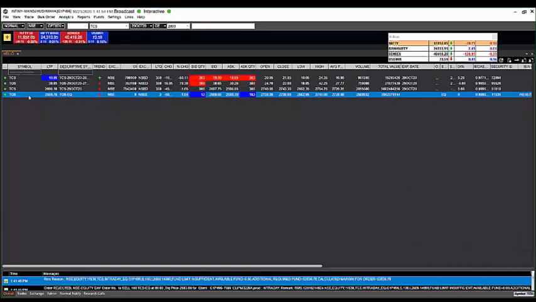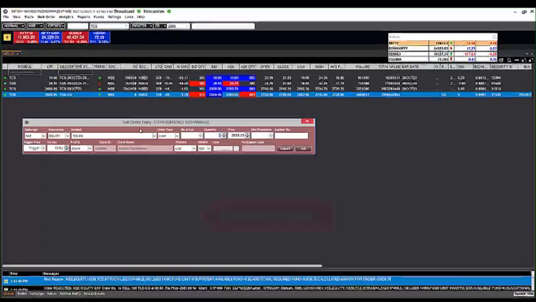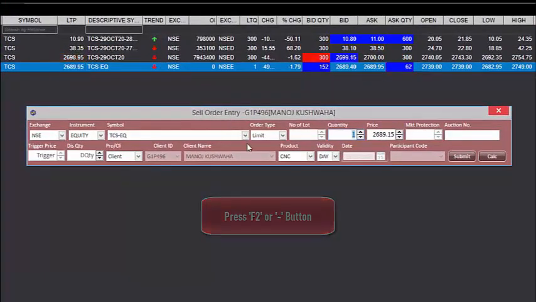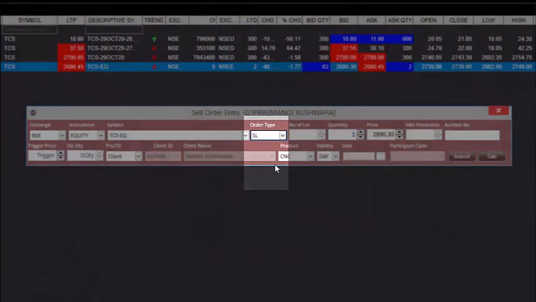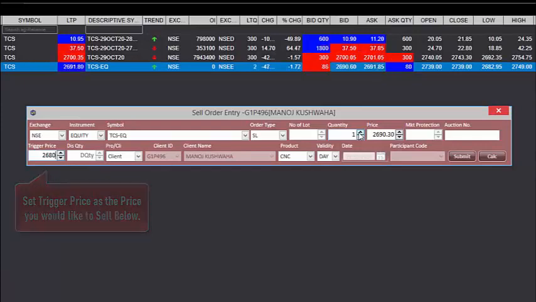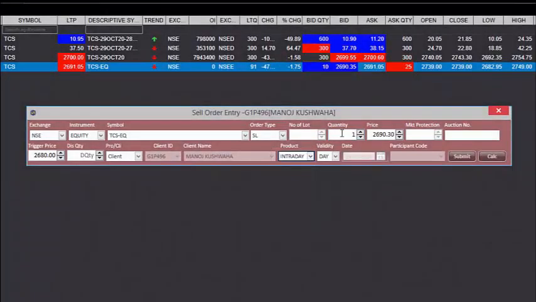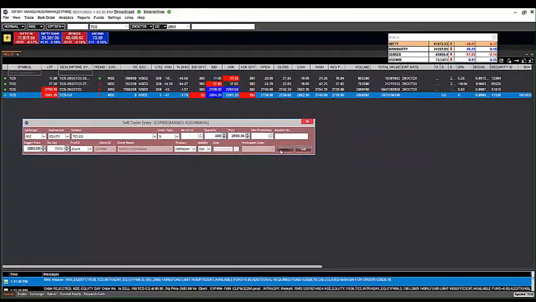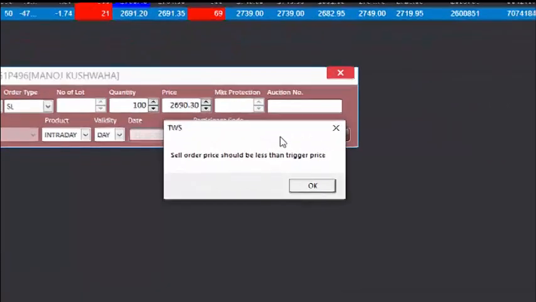For a sell below order, using stop loss limit orders, what you need to do is once again click on the script, open your sell order entry window by pressing F2 or minus button, change order type to stop loss, change trigger price to 2680, the price below which you would like to sell, change product type to intraday, quantity 100, and make sure that the price is below your trigger price in case of stop loss limit orders. In this case, as you can see, the price is obviously above your trigger price. What happens if you submit this order in this case? You get a pop-up window which says that the sell order price should be less than the trigger price.